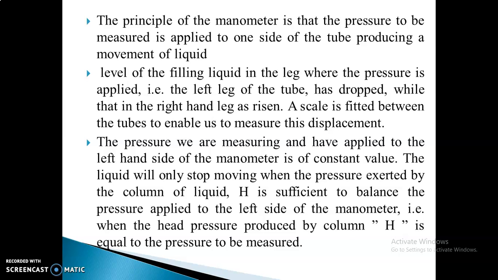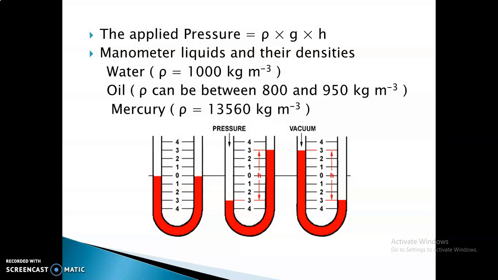The pressure we are measuring is applied to the left-hand side of the manometer at a constant value, and the liquid will only stop when the pressure is balanced by the pressure exerted by the column of the liquid. So there should be a balance between the pressure applied to the left side of the manometer and the applied pressure, which is known as P, equal to rho G H. H is the height of the liquid, rho is the density of the liquid, and G is the acceleration due to gravity.